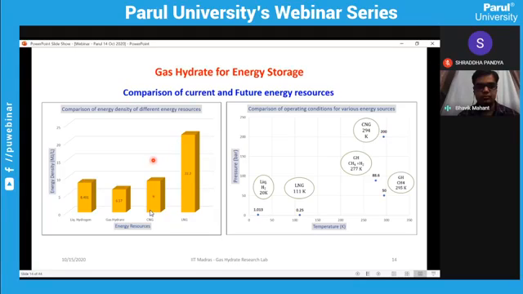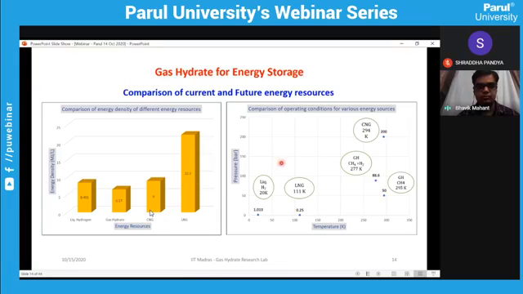Basically, you all know that we have to go to minus 162 degrees Celsius for liquefaction of natural gas, and then we can transport it. But what are the pros and cons? We can discuss here. Here you can see liquid hydrogen, gas hydrate, CNG and LNG. How much energy density is there? If you have 1 liter of CNG or 1 liter of LNG, how many megajoules of energy can we produce out of it? You can see that gas hydrate is comparable with liquid hydrogen and CNG, but LNG is way ahead of it. So we can say that LNG is the best option here.